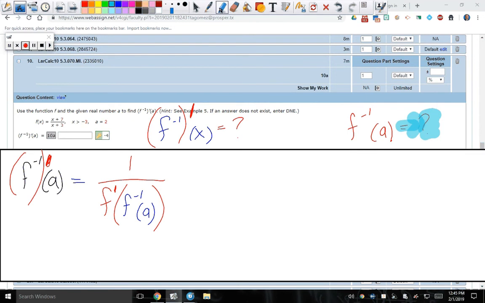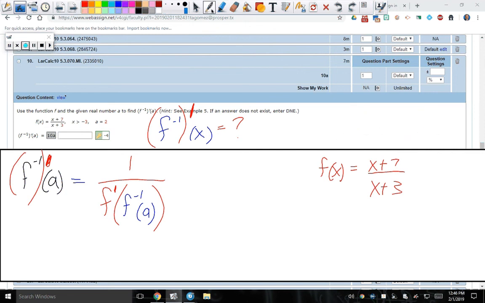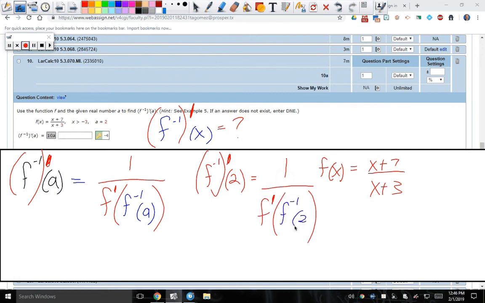watch what we're going to do as far as this original function is concerned over here. f of x is equal to (x plus 7) over (x plus 3). And what we're trying to find right now is the inverse at 2. Let me show you the piece that I'm talking about. We're trying to find, on the inverse function, what's the derivative of this inverse function evaluated at 2? So we would say 1 over f prime of the inverse at 2.